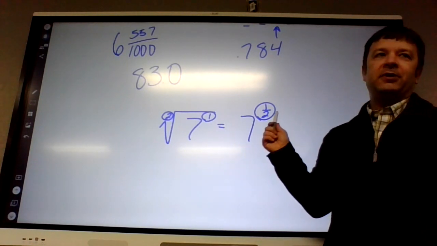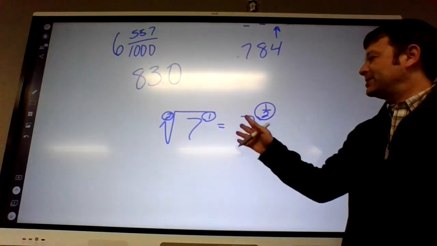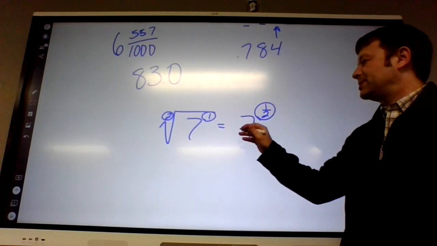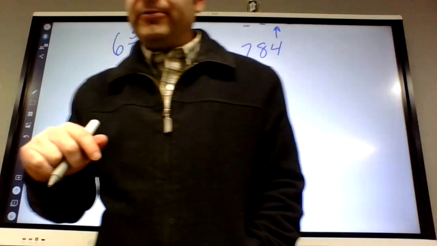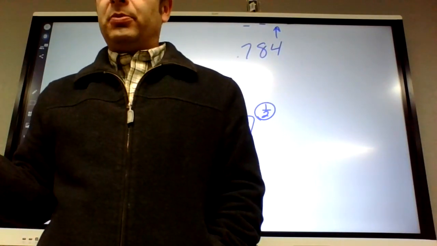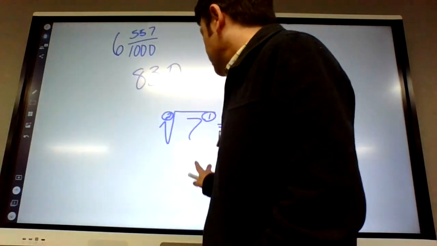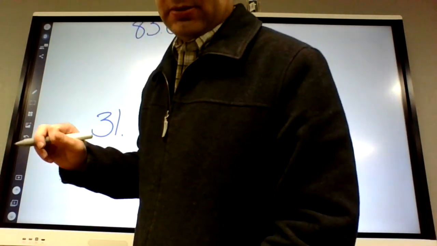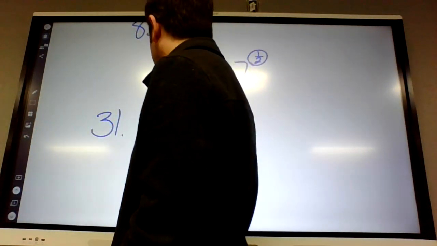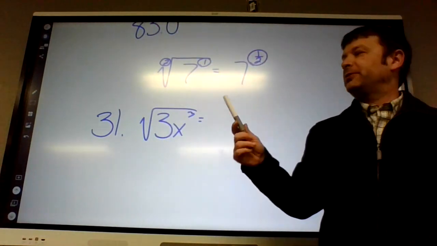By the way, you could even plug it in your calculator like this. But we're not solving this. Like number 30, what would the answer to 30 be? 5 to the 1/2. Okay, 31. After you do a few, it's not that bad.